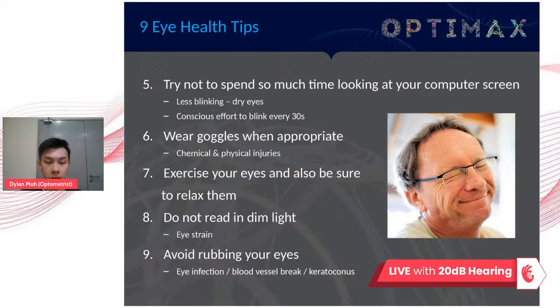Okay. And then wear goggles when you need it. For those who are working in industry areas, we advise them to wear goggles to prevent chemical or physical industry injury. Okay. Exercise your eye. Make sure it's always in healthy conditions. Look up, down, left, right to comfort your eye. Do not read in dim light because it may cause eye strain. And try to avoid rubbing your eye because it may induce infections.